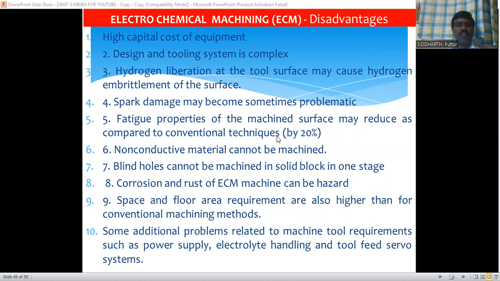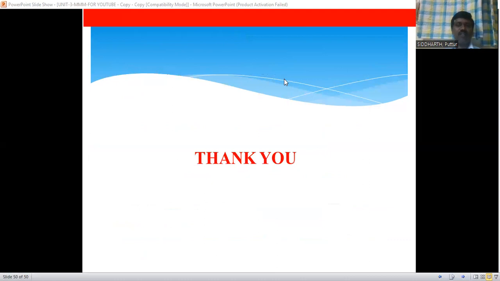The corrosion and rust of the ECM machine can be a hazard, because as it is working with the corrosive electrolyte, rust and corrosion are the main problem. The space and floor area requirement are also higher than the conventional machining methods. That is also one of the disadvantages. Space requirement is more. There are some additional problems related to the machine tool requirements, such as power supply, electrolyte handling, and tool feed. These problems are there, but we have to overcome them by means of the high surface finish and metal removal rate, and we can produce any complex profiles by means of this electrochemical machining process. Thank you to one and all.